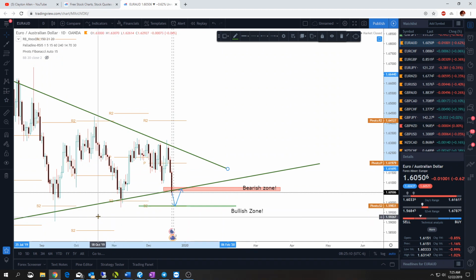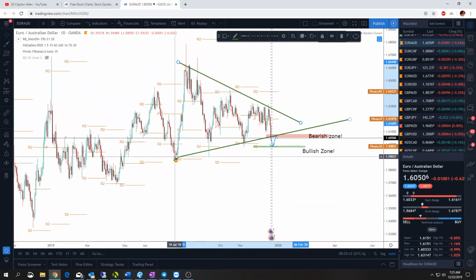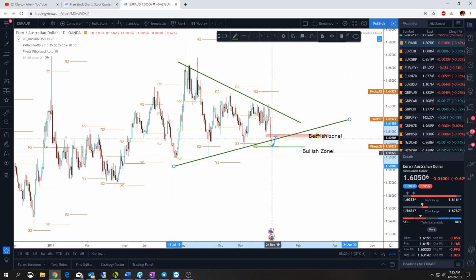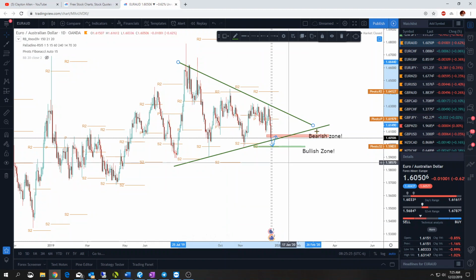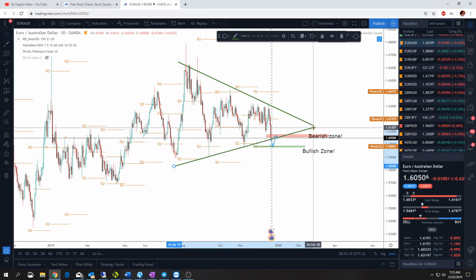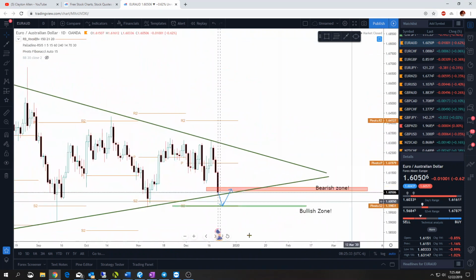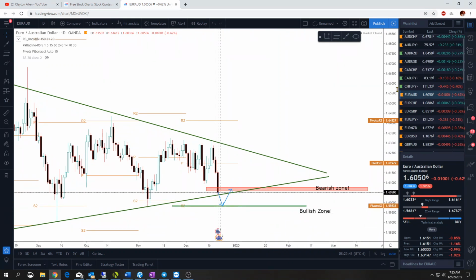Some people draw it right on these wicks, and if you are a wick connoisseur, I guess, this would be how it would look, and it looks like price bounced on it. So, it's all in how you draw this trend line, and then you'd wait for some confirmation. It'd be a good buy back up to this. All in how you draw your trend lines.